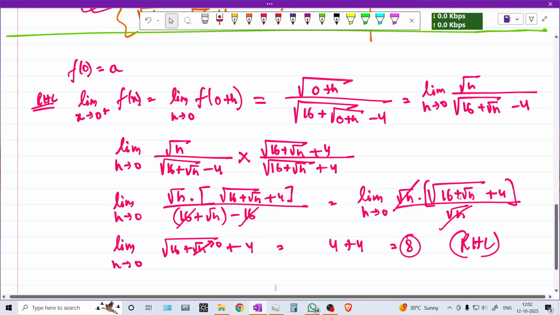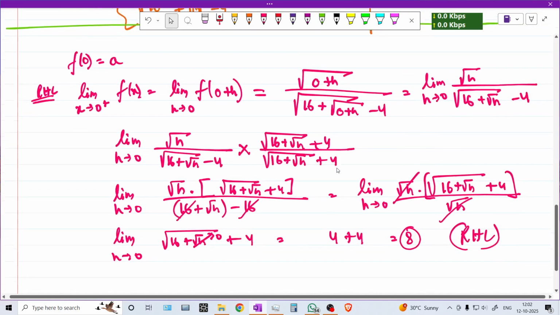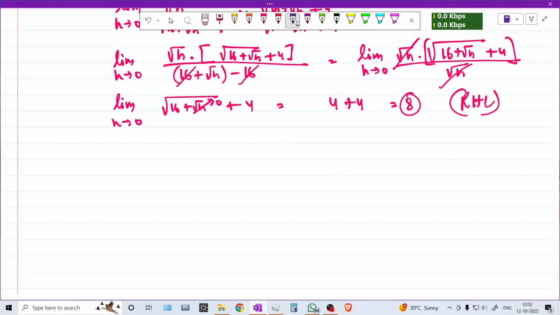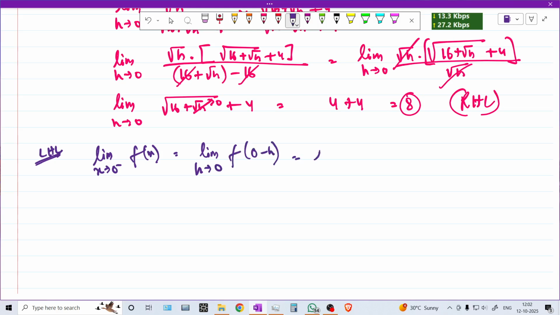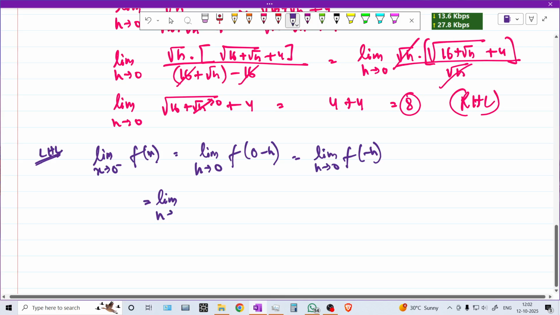Similarly, we have to find the left hand limit now. Let us find the left hand limit. The left hand limit says that limit x tends to 0 minus f of x is equal to limit h tends to 0 f of 0 minus h is equal to limit h tends to 0 f of minus h. Now it will be limit h tends to 0.